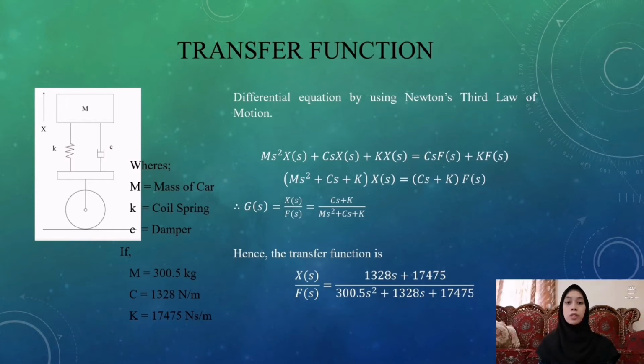Then, for the information of the system, where M equals 305 kg, C equals 1328 Newton second per meter, and K equals 17475 Newton per meter, we will get X over F equals (1328s plus 17475) over (305 s squared plus 1328s plus 17475).